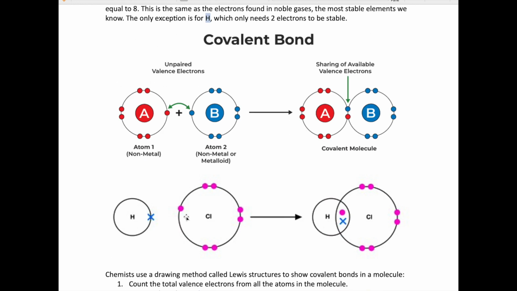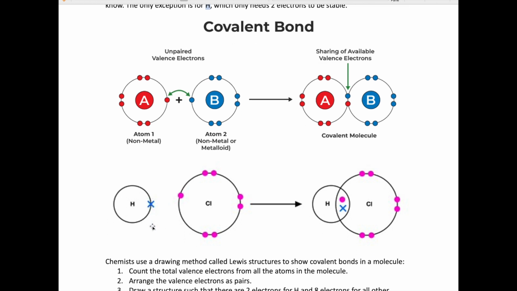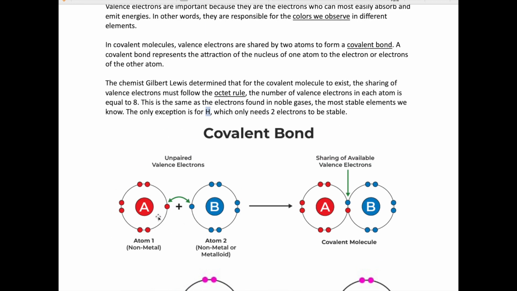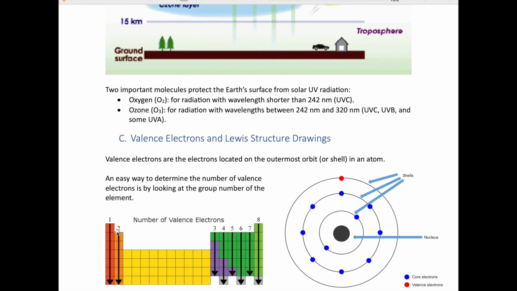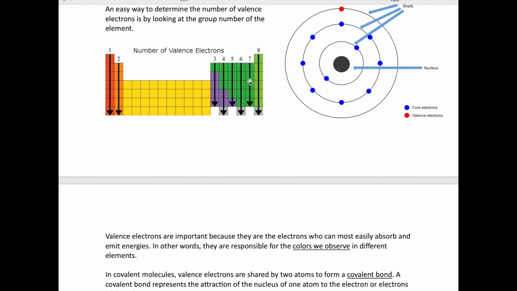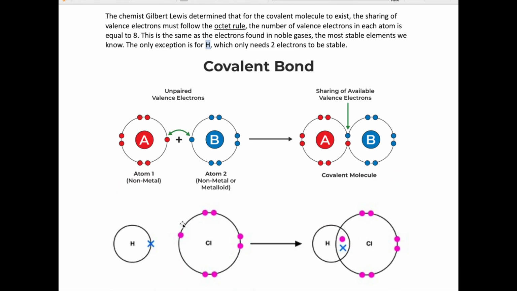So for example, if you look at something like HCl and you look at their valence electrons, hydrogen has 1 valence electron. How do I know that hydrogen has 1? I go to the periodic table, I look at hydrogen. Hydrogen is in group 1, so it has 1. And then chlorine, group 7, has 7 valence electrons. So the drawing looks like this.